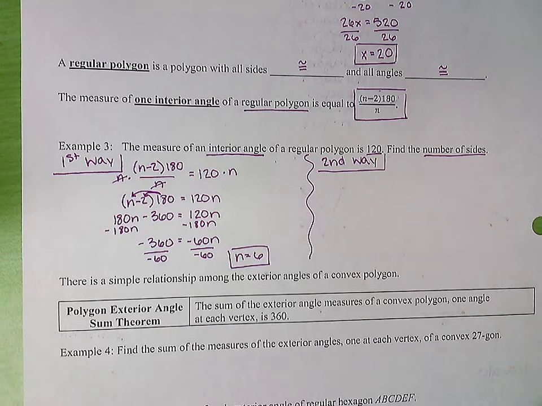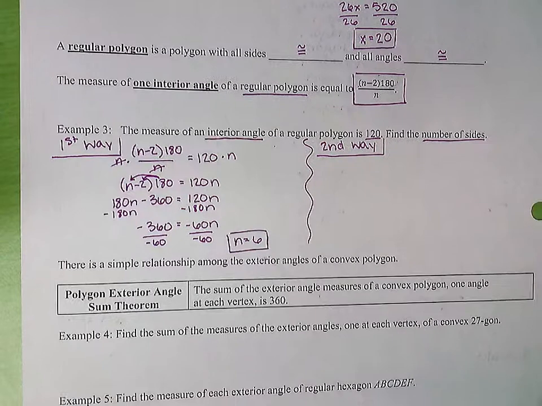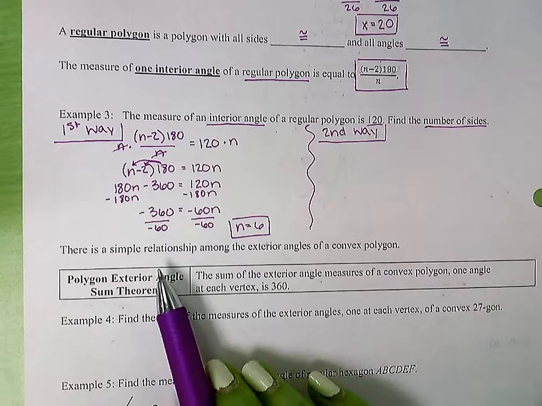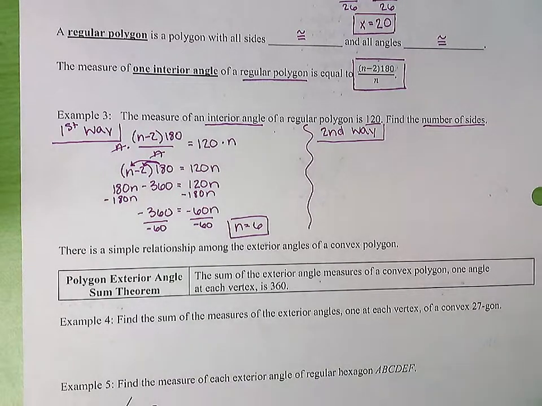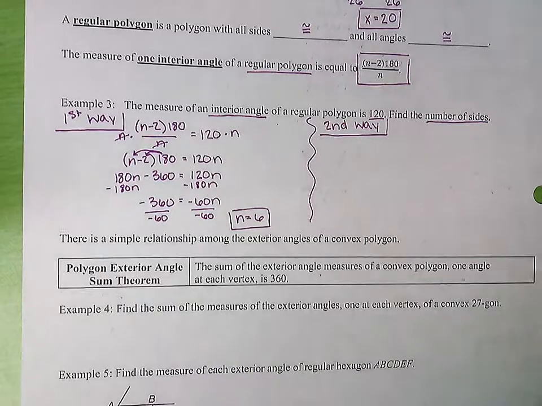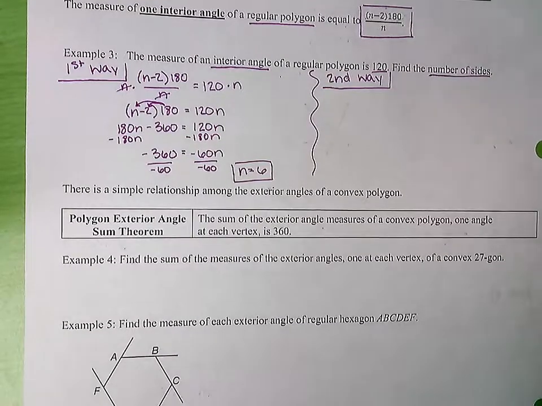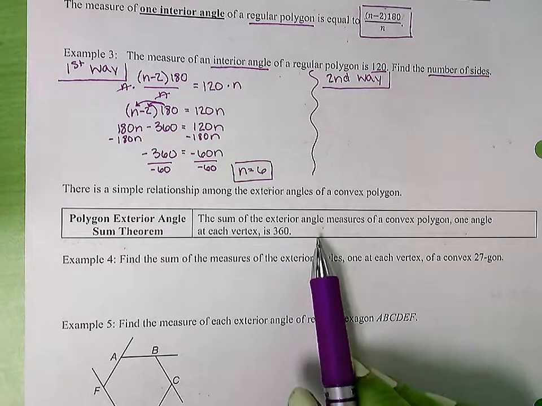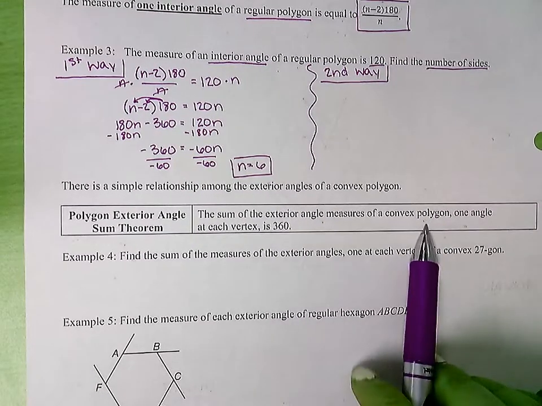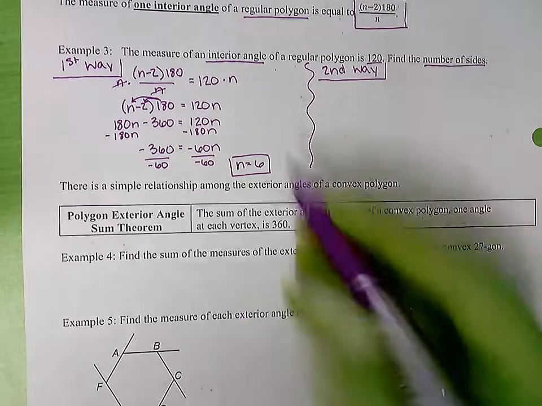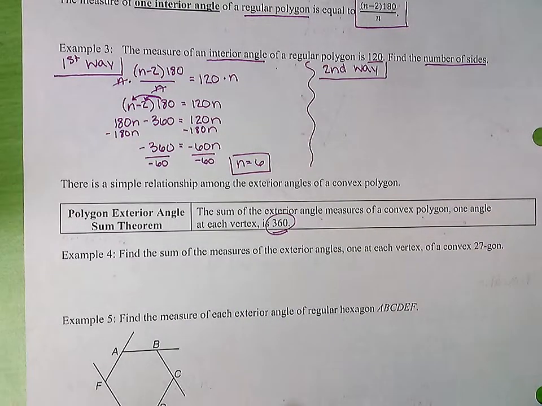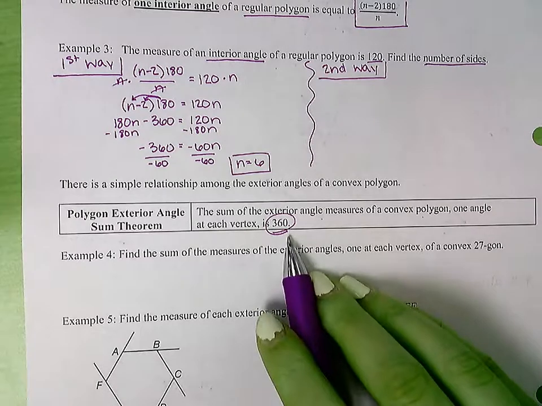I'm going to go through the rest of my note sheet here, and then I'm going to show you the second way. Okay, so not the rest of it, but the next part. So there's a simple relationship among the exterior angles of a convex polygon. So just like we had an interior angle sum, we have an exterior angle sum. So the exterior angle measures of a convex polygon, one angle at each vertex, is 360 degrees. There's no formula. It's just always 360.